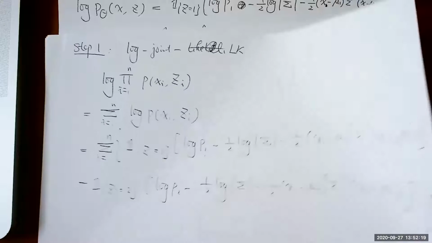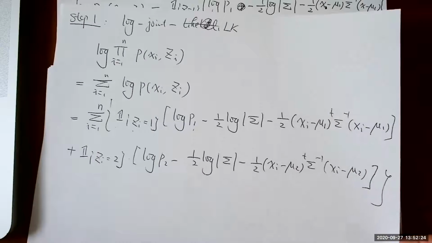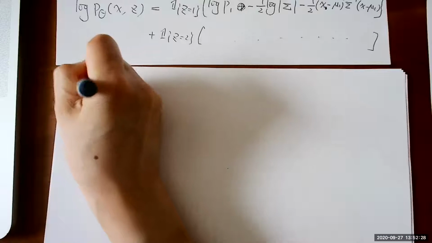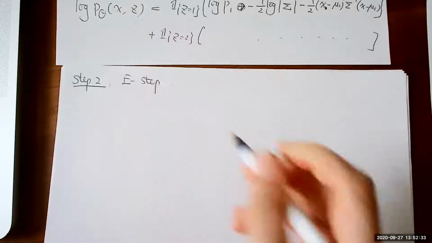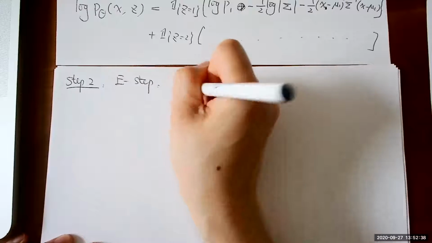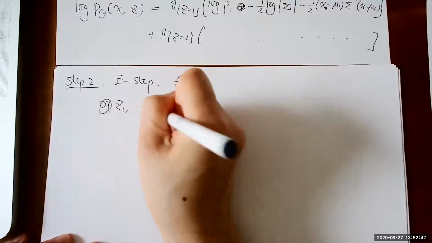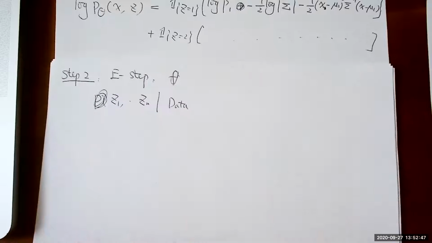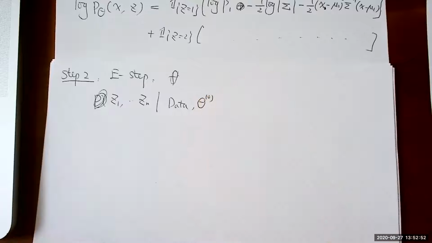So at the E step, let me keep this one here. I'll bring that slide back. So step 2 is called the E step. In the E step, we want to find out the distribution of the Z's, which are the latent variables, given the data, because we always do our inference conditional on the data and some initial estimate of the parameters.